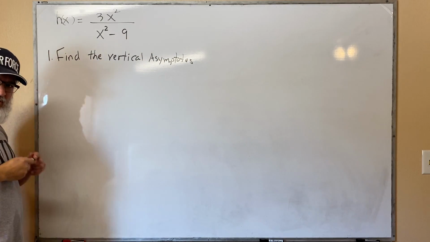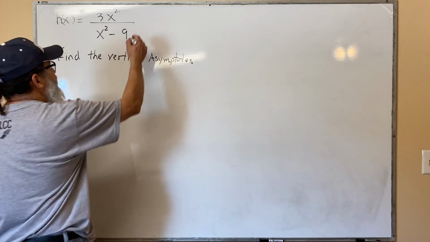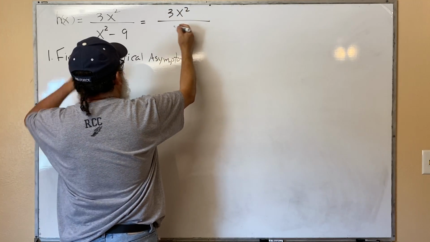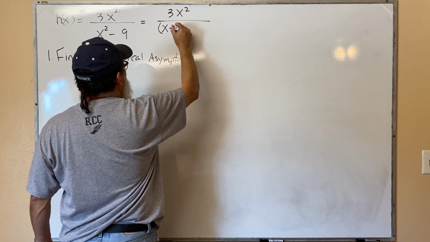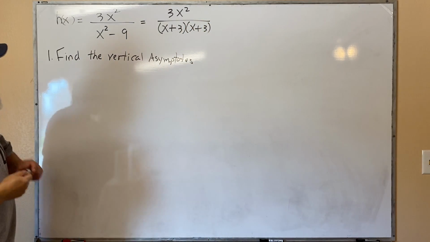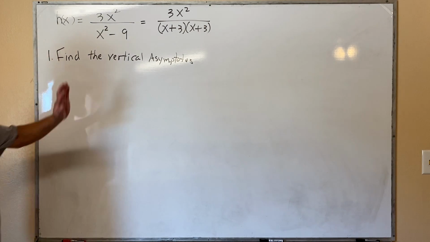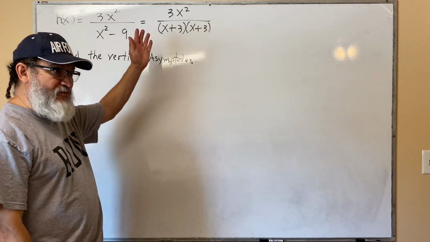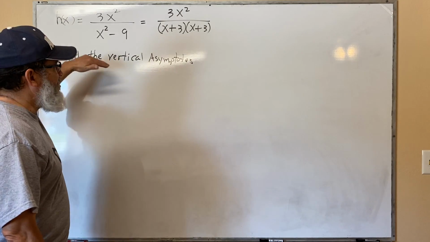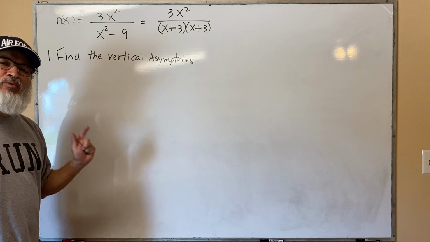How do you find the vertical asymptotes? Well, the denominator is set to 0. So for this, let's factor the top, if we can, and factor the bottom. And now, before you simplify, if we can simplify, we will, but before we do that, we're going to find the vertical asymptote. The vertical asymptotes come from the denominator. Set denominator equal to 0.